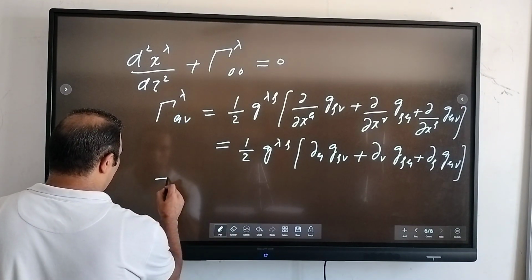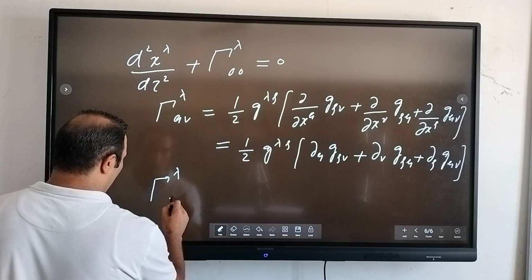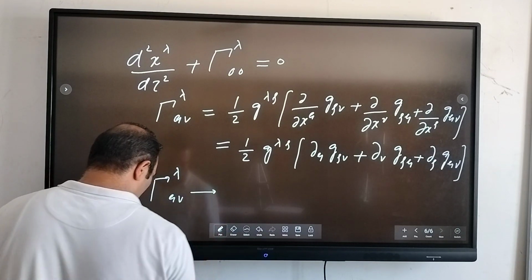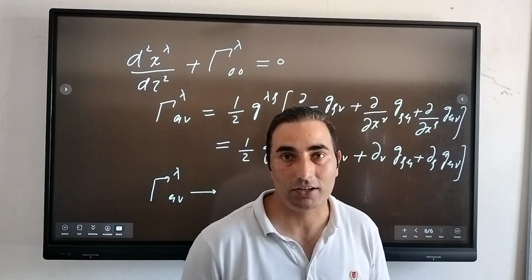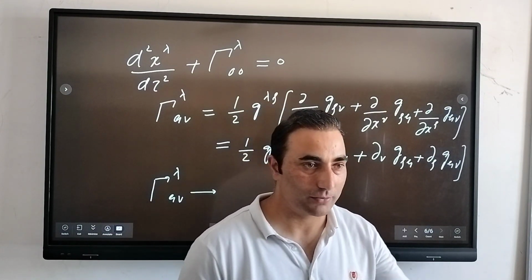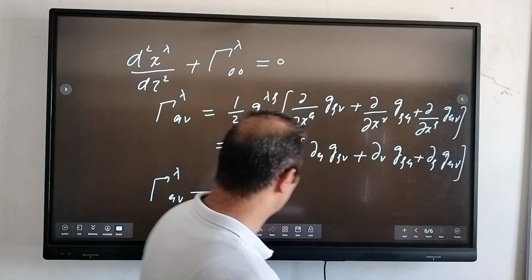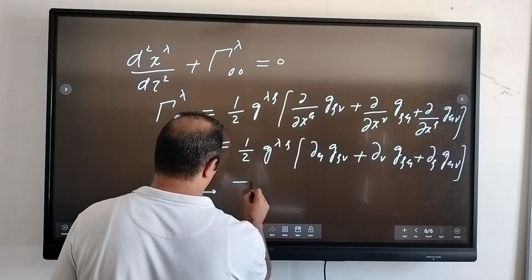So in order to calculate that, let us write that. If you remember, this Γ^λ_μν is what we have discussed so far. It is basically the transformation of the affine connection, right? Which basically connects the two coordinate systems. So you can say that this is basically the transformation.